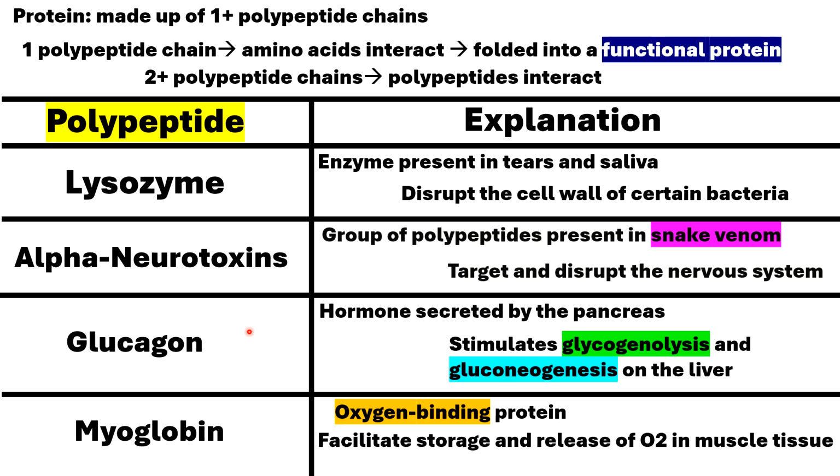Glucagon is a hormone. You'll see it in other topics. It's secreted by the pancreas, and it stimulates glycogenolysis, which is breaking down glycogen into glucose, and gluconeogenesis, which is producing glucose from non-carbohydrate sources such as fats. Okay, and this happens in the liver. Again, this is linked to other topics, so if you don't understand what I'm saying, that's fine if you haven't studied the other topic. Myoglobin is an oxygen-binding protein, and it facilitates the storage and release of oxygen in muscle tissue. That's all there is to it.